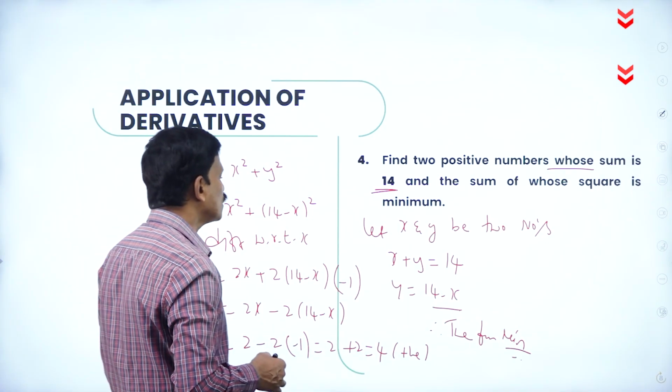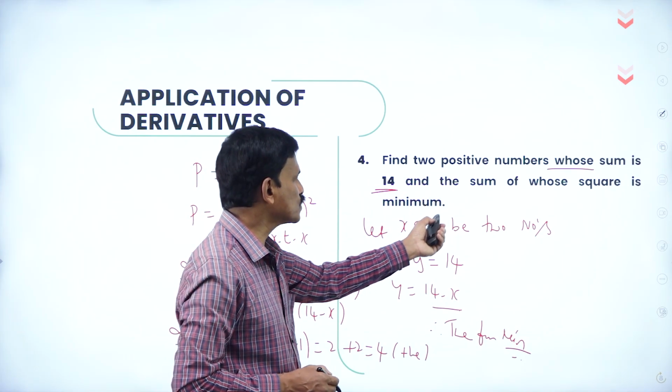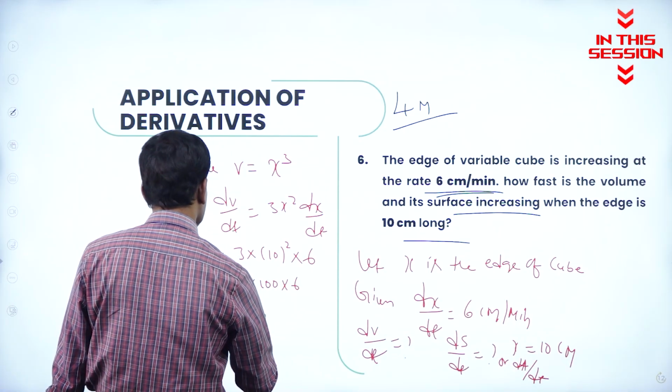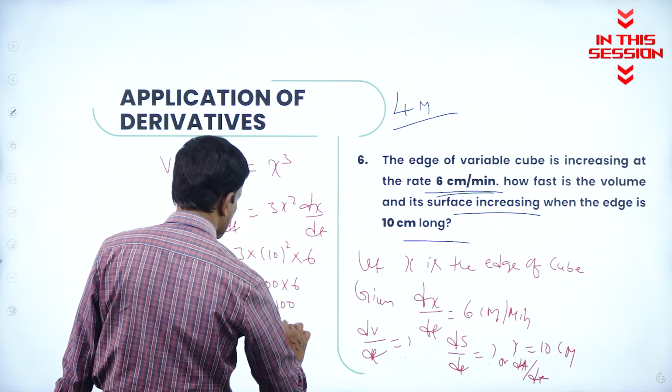How to find out the squares? Find two positive numbers whose sum is 14 and the sum of whose squares is minimum. 3 into 100 into 6. So 6 3s are 18 into 100, that is 1800.